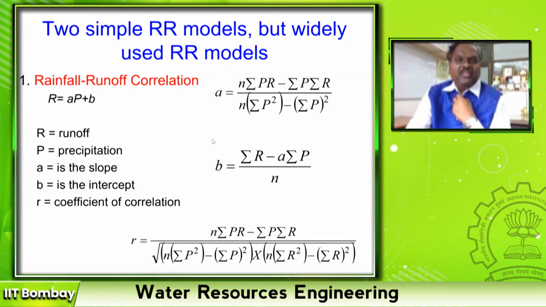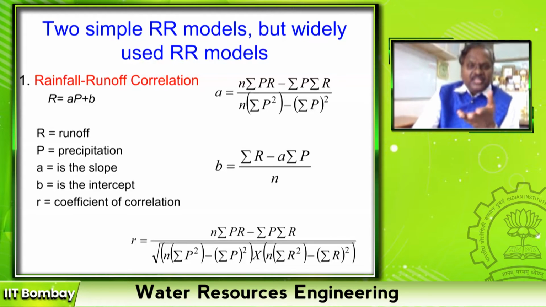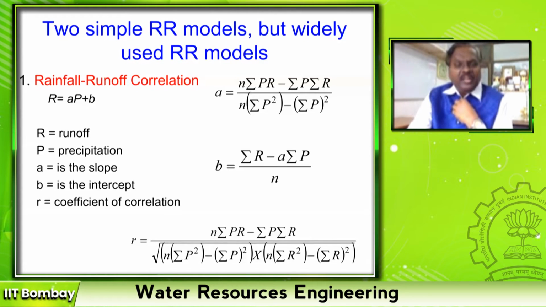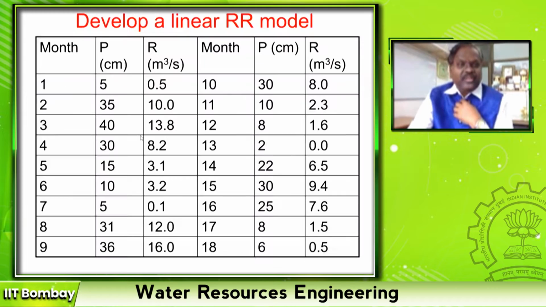You can use the method of least squares, or method of moments, or method of maximum likelihood. These three methods are used to estimate the parameters in hydrology. But I think this is estimated using the method of least squares. Okay, so I have given a simple example. This is rainfall and this is runoff for 18 months I have given, right? Month 1 to month 18 rainfall and runoff.